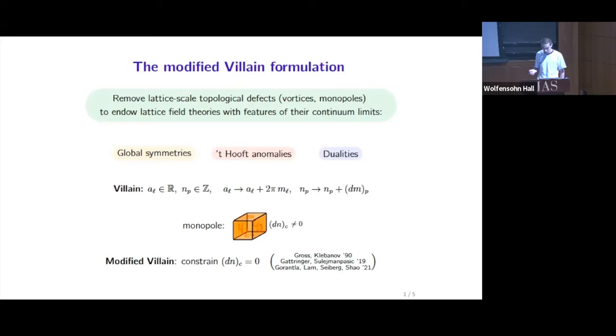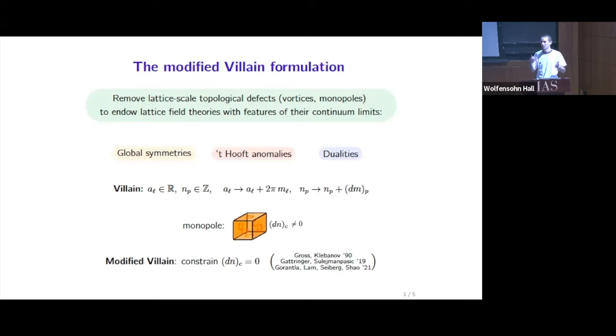So in the standard formulation, a monopole on the lattice is a configuration for which the exterior derivative of this discrete plaquette field is non-zero on a cube. So that's a monopole. The modified Villain formulation is where we just remove all the monopoles by hand. So we implement this local constraint. We can do it using a Lagrange multiplier, and depending on the dimension, that Lagrange multiplier might be a dual scalar or dual magnetic gauge field.